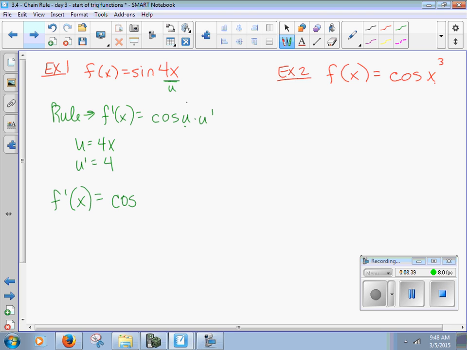Cosine, what is my u? 4x. What is my u prime? 4. Now, make it pretty. Throw that 4 to the front, 4 cosine 4x. How is that? Better? Do you see what I'm doing?